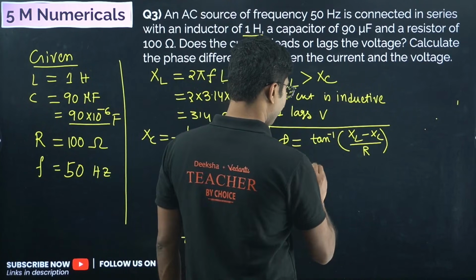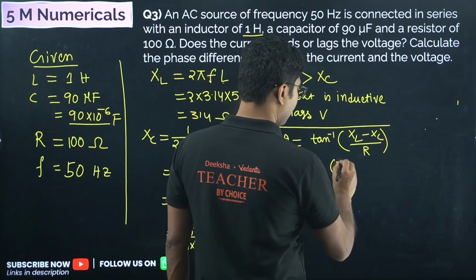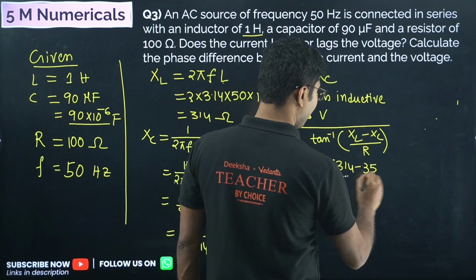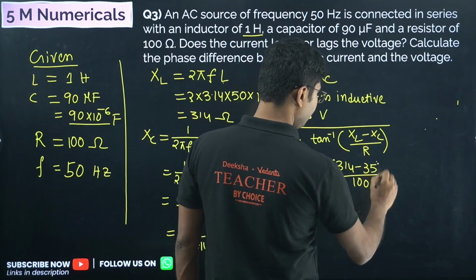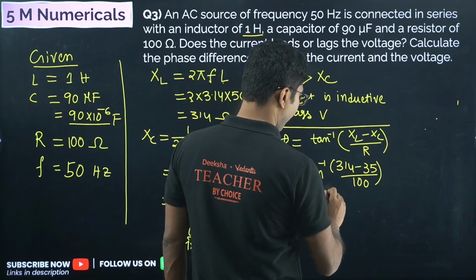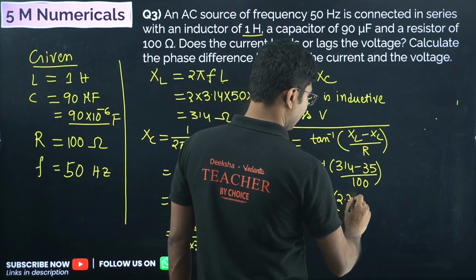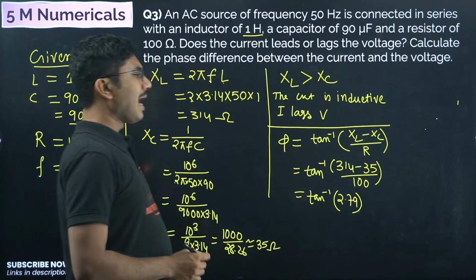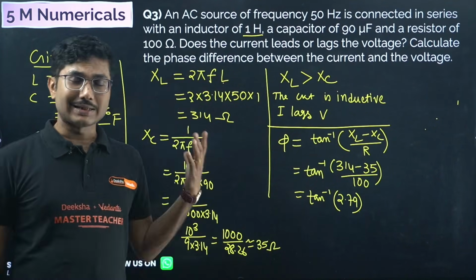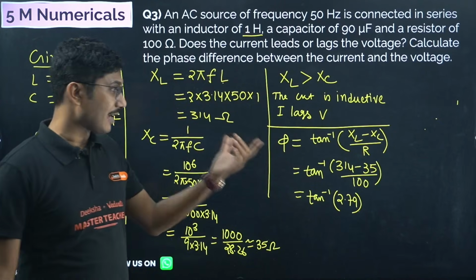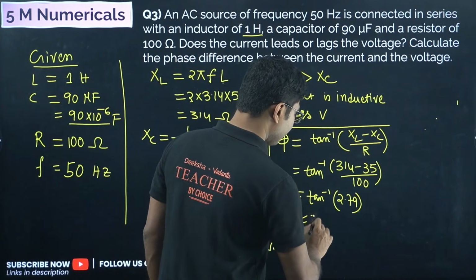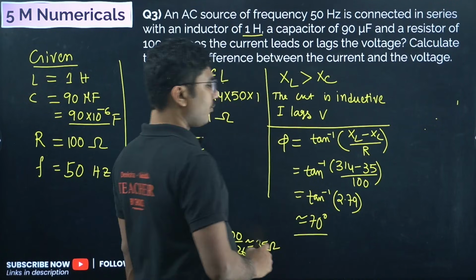Okay, so now let's put the values. Tan inverse of 314 minus 35 divided by 100, so it will be tan inverse 2.79, approximately. You can use a sin cos tan table to find the exact value of this, otherwise you can leave the answer over here, and this will turn out to be 70 degrees for this particular problem.